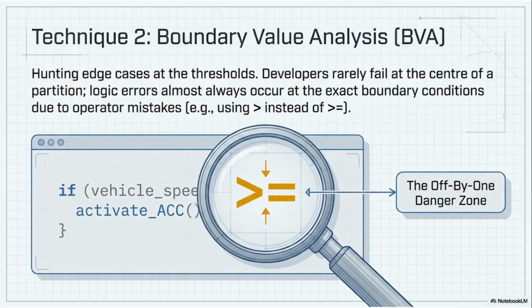The second technique is boundary value analysis, or BVA. This focuses on hunting for edge cases at the thresholds, the corners. Errors in automotive software rarely happen in the middle of a range. They almost always occur at the exact boundaries. This is often due to off-by-one coding mistakes, such as a developer accidentally using a greater than sign instead of greater than or equal to.